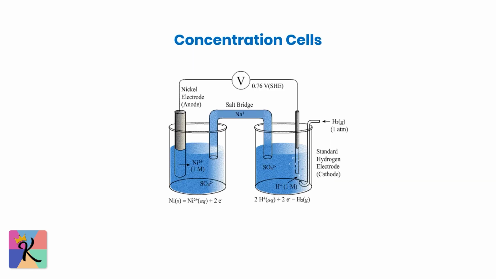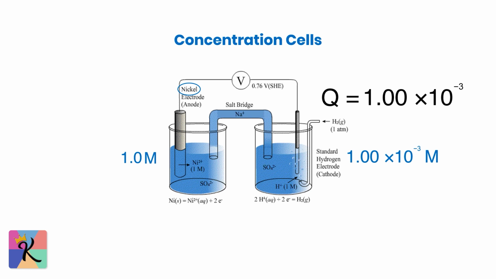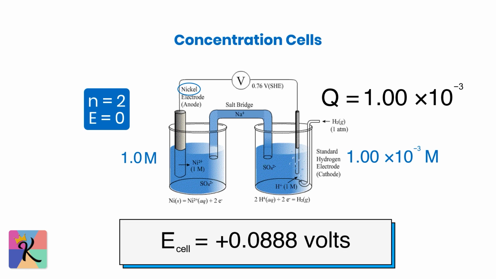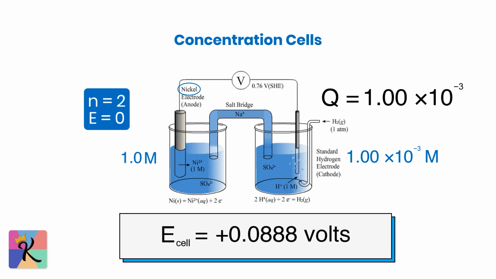Now, let's take it a step further. What if we have a concentration cell, where both electrodes are made of the same metal, say nickel, but the ion concentrations are different? Imagine one side with 1.0 molar nickel ions, and the other side with a dilute 1.00 times 10 to the negative third molar solution. In this concentration cell, Q equals 1.00 times 10 to the negative third. Substituting this into the Nernst equation, and knowing N is 2 and E naught is 0 because it's the same metal, we find that the instantaneous voltage is plus 0.0888 volts.